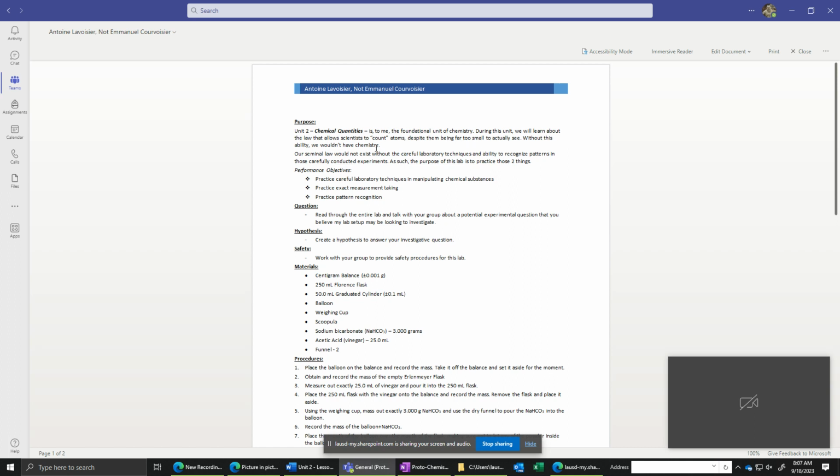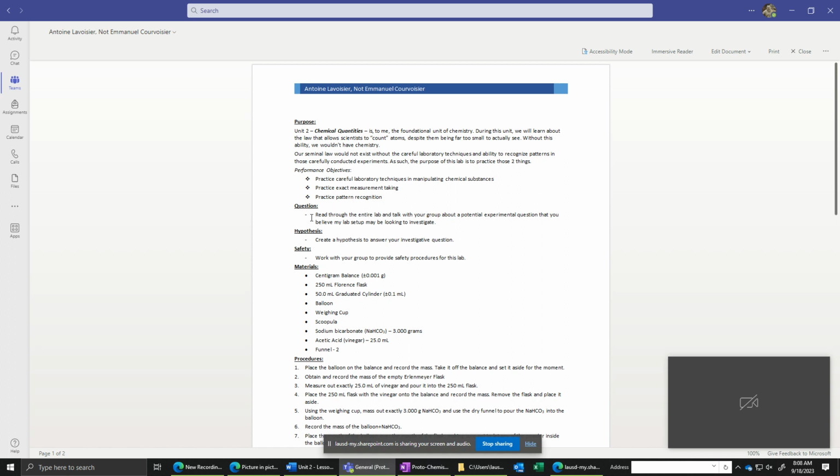During this unit, we'll learn about the law that allows scientists to count atoms, despite them being far too small to actually see. Without this ability, we wouldn't have chemistry. The seminal law wouldn't exist without the careful laboratory techniques and abilities to recognize patterns in those carefully conducted experiments. As such, the purpose of this lab is to practice those two things. We're going to practice careful laboratory techniques in manipulating chemical substances, practice exact measurement taking, and practice pattern recognition.